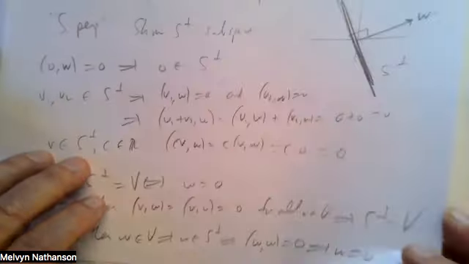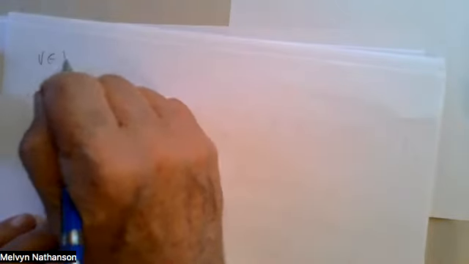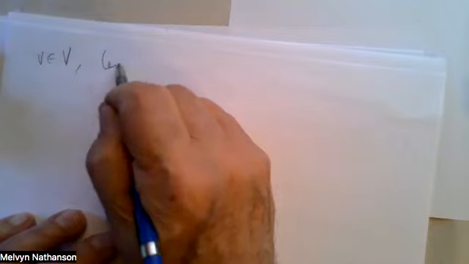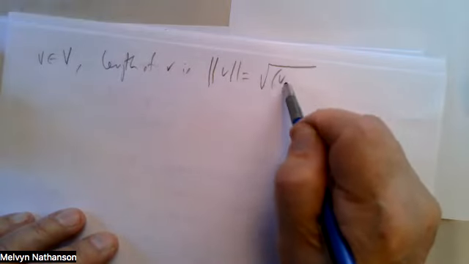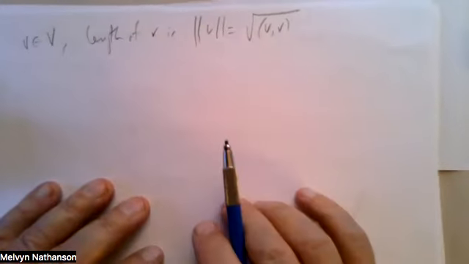So let's just recall. We have an inner product space. If V is any vector, the length of V is defined to be the square root of the inner product of the vector with itself. And again, this corresponds with your basic understanding of the length of a vector.